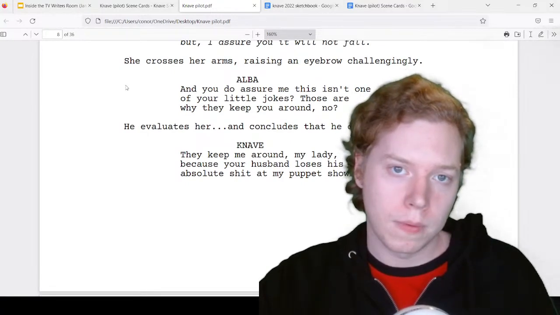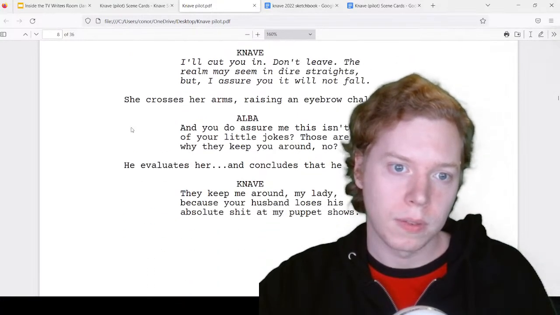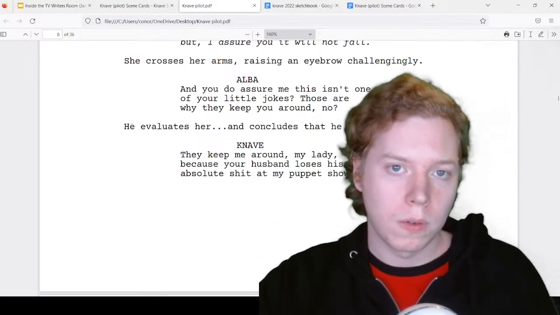I'm sorry. Where are we? What page? At the bottom of page 7. Oh, shit. That's why. He crosses.